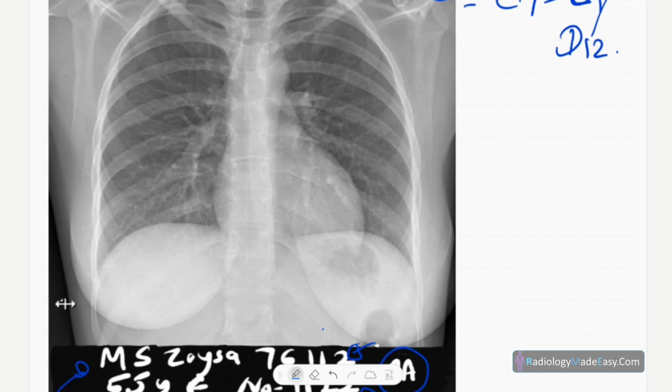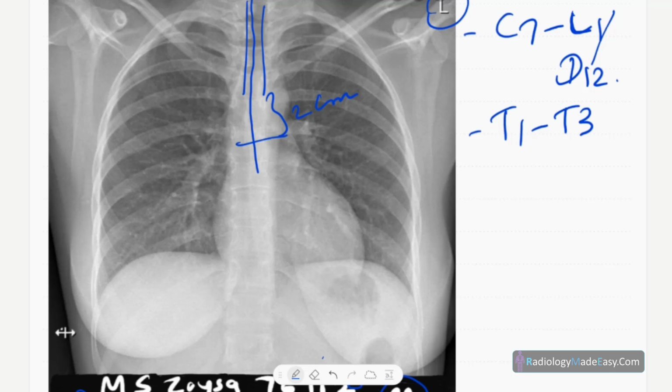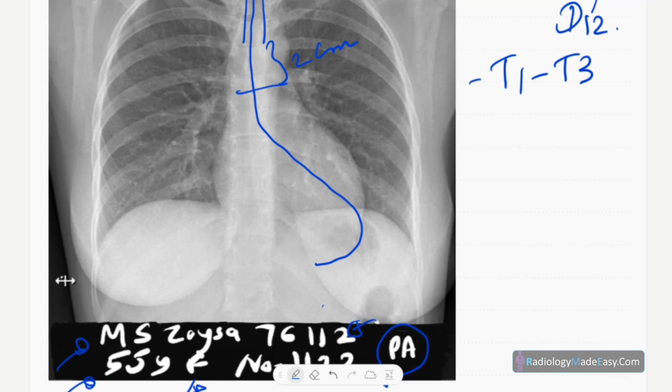Then the lines and tubes. Here you can see the trachea. The endotracheal tube usually has 2 lines, and it is located between the T1 to T3 level, or 2 centimeters above the carina. And the NG tube is also important. It goes like this and will be positioned in the stomach or in the gastric bubble. Usually it has 3 rounded opacities at the terminal end. So that's the NG tube and endotracheal tube.